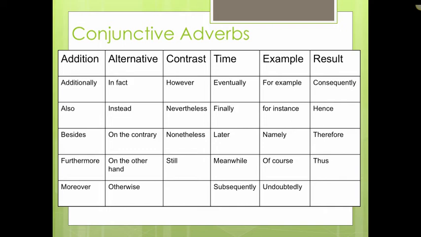Here's a list of conjunctive adverbs. I have them organized by column in as far as what each one means. So all of the words in this column have to do with adding something, adding an additional thought. And the ones in this one are for alternative thoughts. These words show contrast, these words show time, these give examples, and these show the result of an action.